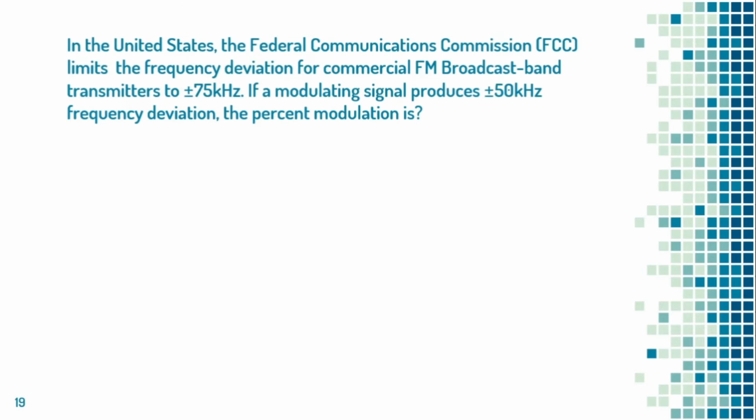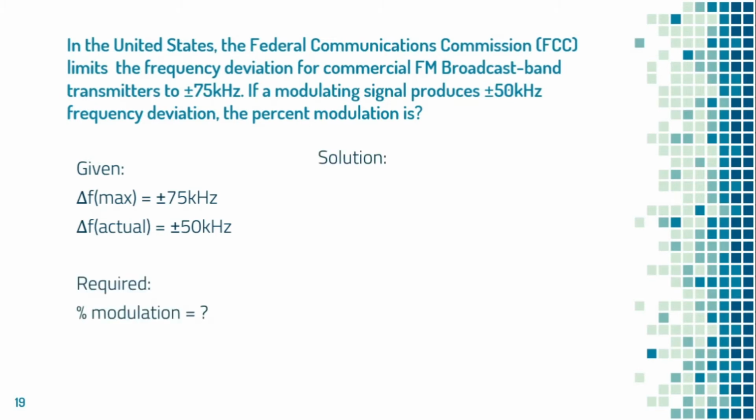So, here's an example. In the United States, the Federal Communications Commission or FCC limits the frequency deviation for commercial FM broadcast band transmitters to plus minus 75 kHz. If a modulating signal produces plus minus 50 kHz frequency deviation, the percent modulation is, so ang given natin is yung maximum allowed frequency deviation, which is yung plus minus 75 kHz, at yung actual na frequency deviation na na-produce, which is yung plus minus 50 kHz.